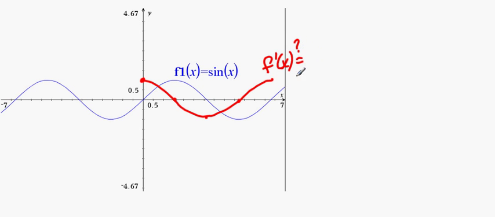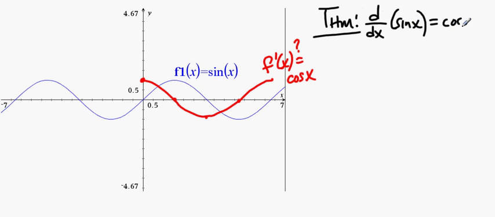could it be cosine x? Could it be? And the answer is yes. We have a theorem, and the theorem says the derivative of sine x is cosine x. And we can prove it in exactly the way you would imagine.